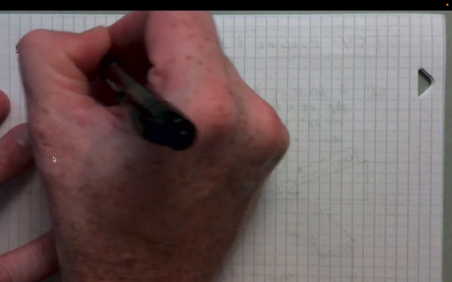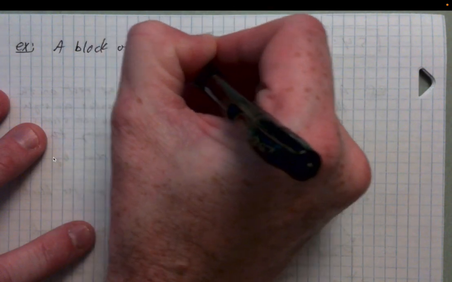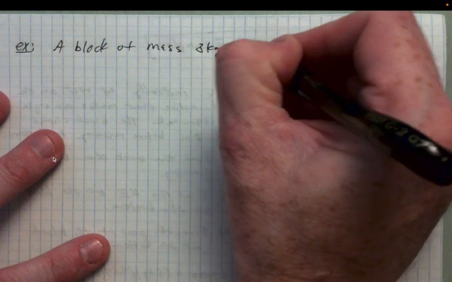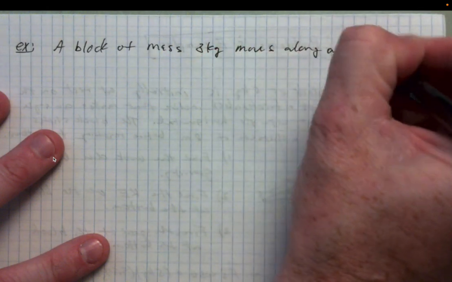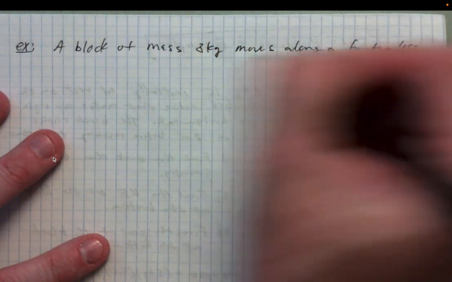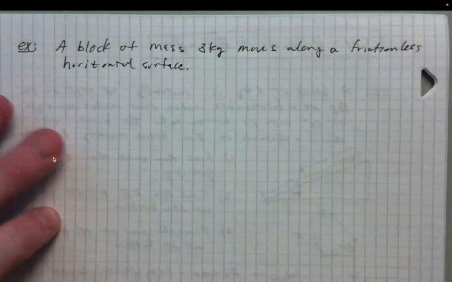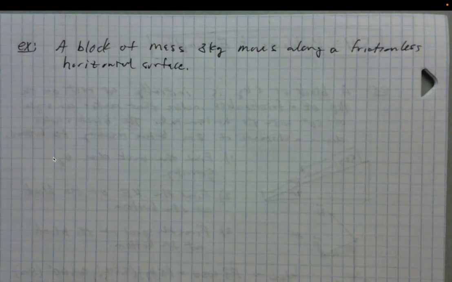Another problem. And all of these problems are quite different, but they all start with just a block of mass something. So example 2 starts by saying a block of mass 3 kilograms moves along a frictionless horizontal surface. Maybe I should have put friction into some of these problems, but that's okay.